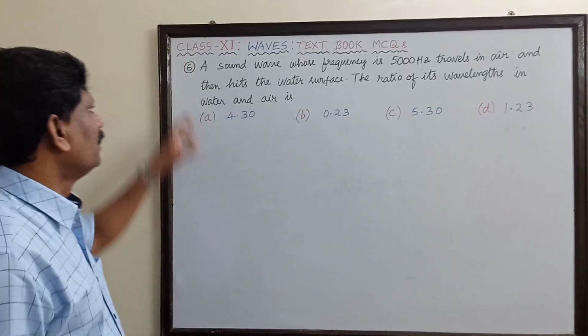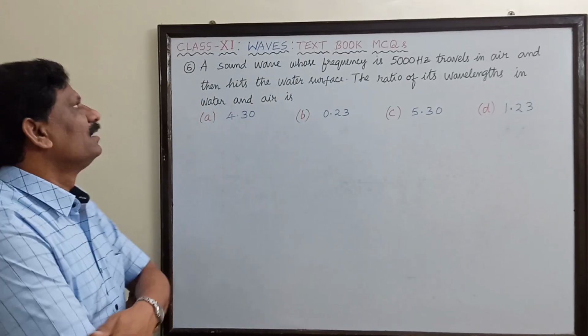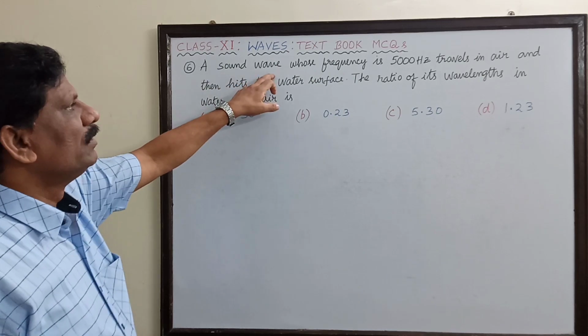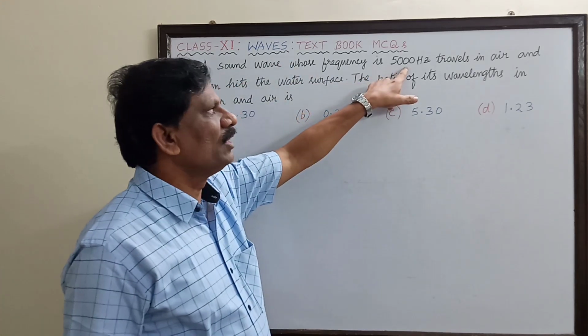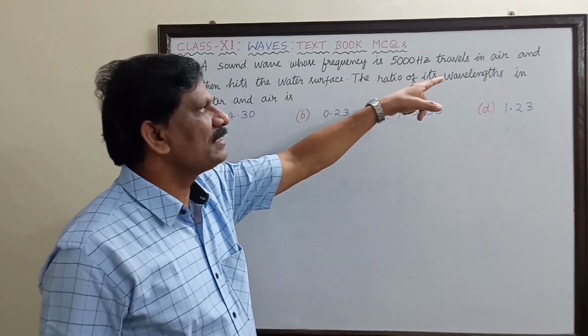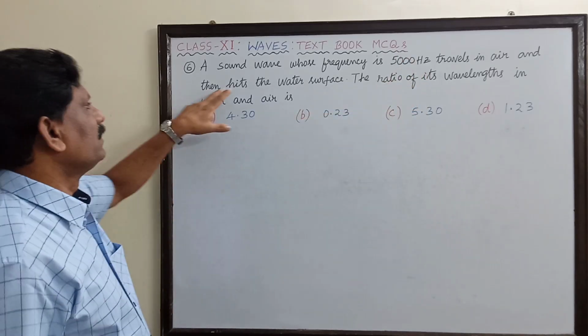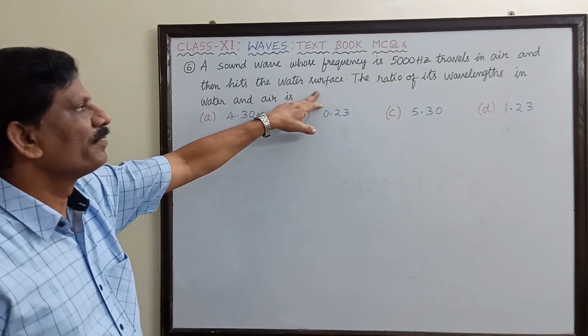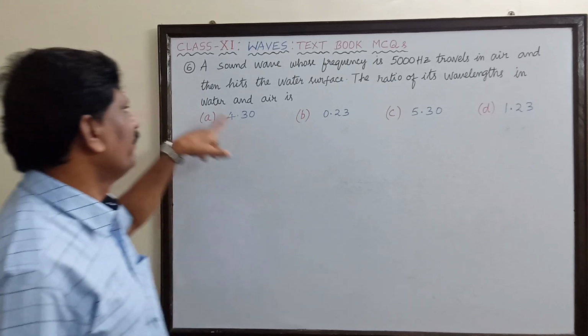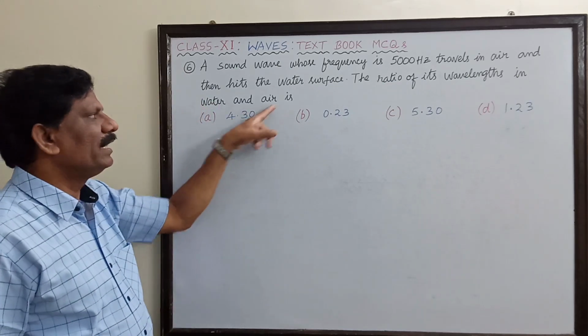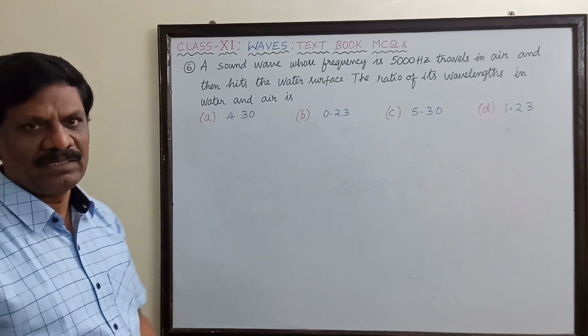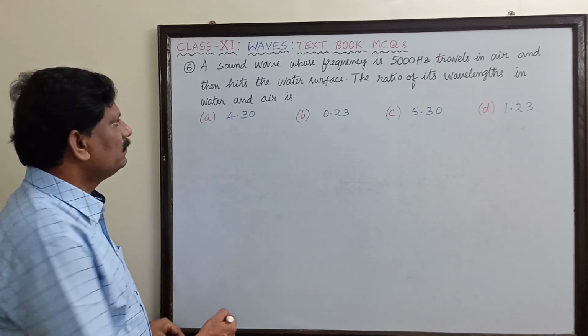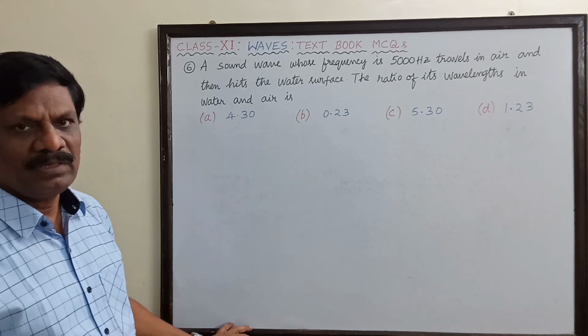Hi students, MCQ number 6. A sound wave whose frequency is 5000 Hz travels in air and then hits the water surface. The ratio of its wavelengths in water and air has to be determined. It is a very simple problem.